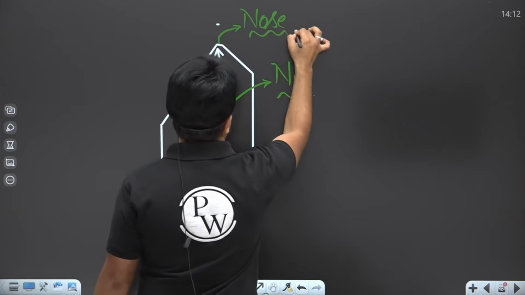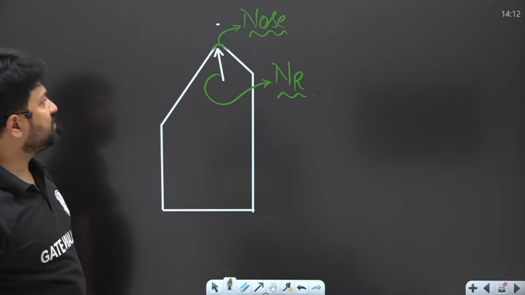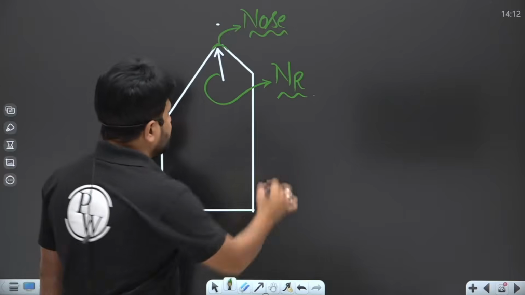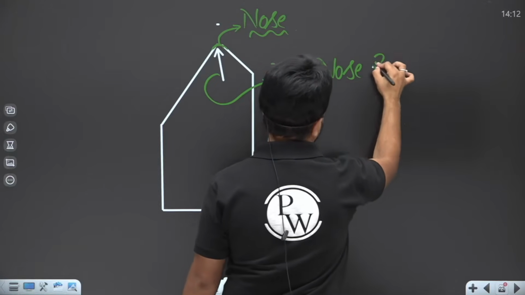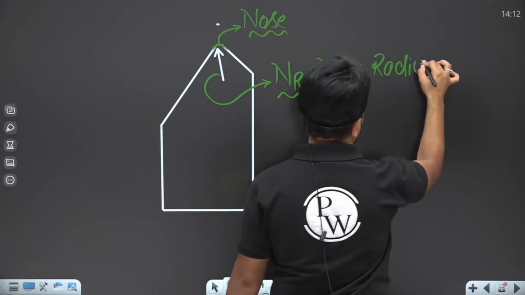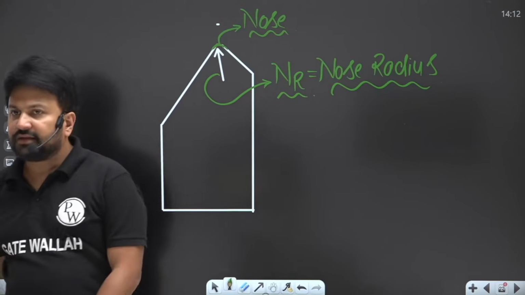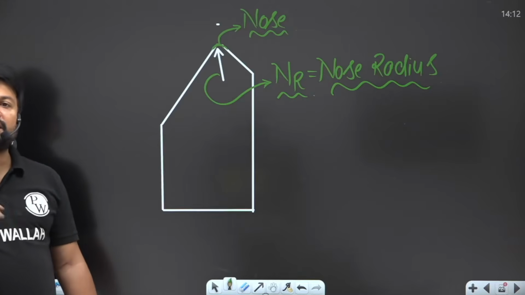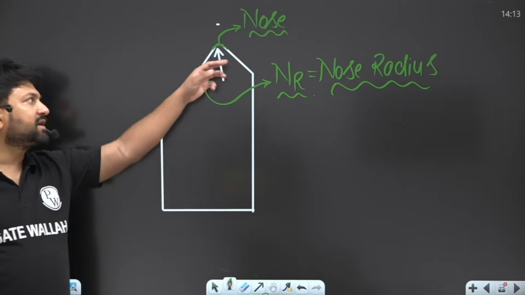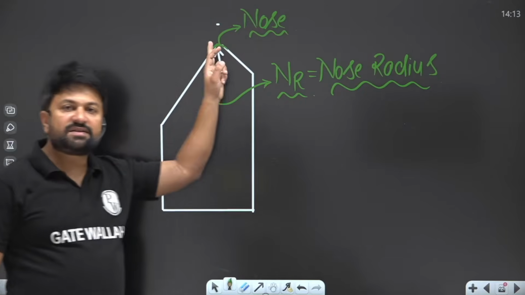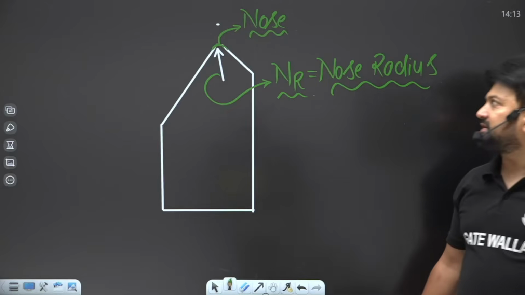That nose has some curvature, and that curvature has some radius. That is the nose radius. It is a curvature of the tool tip. It strengthens the tool nose by reducing the stress concentration.